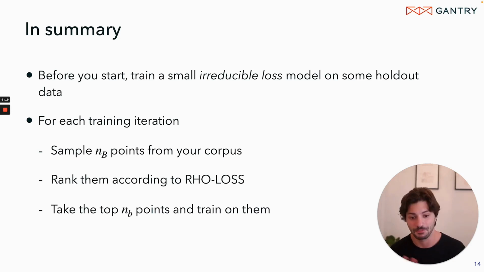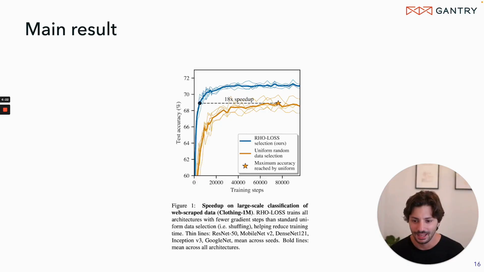Now let's talk about, does it actually work in practice? Here's the main results of the paper, sort of the key chart that they showed. And this is training a range of different models on this Clothing-1M dataset, which is a dataset of 1 million data points that are scraped from the web.